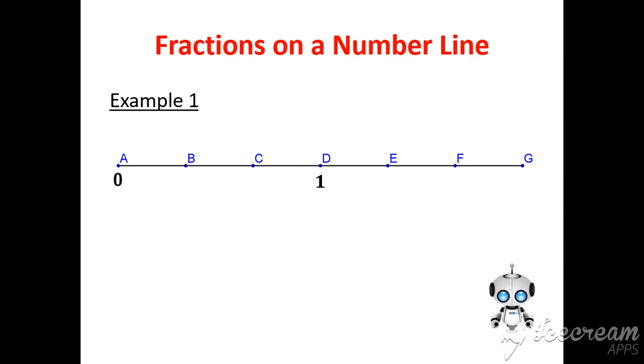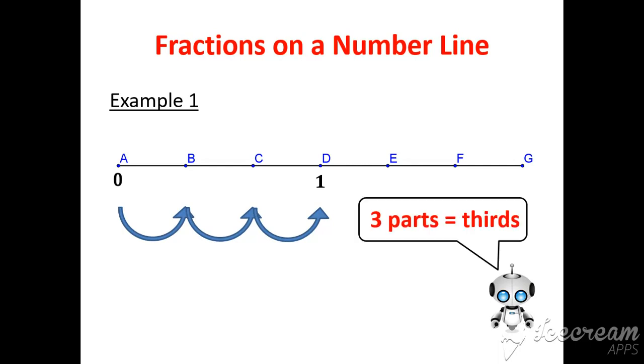Here's example 1. We have a number line, we have lots of points on it, A, B, C, D, E, F, G, and we've got some numbers given, 0 and 1. So what we're going to do is count up how many spaces between 0 and 1. 1, 2, 3 spaces. So that means this section is broken up into 3 parts, and each part must be a third, 1/3. 3 parts is called a third.